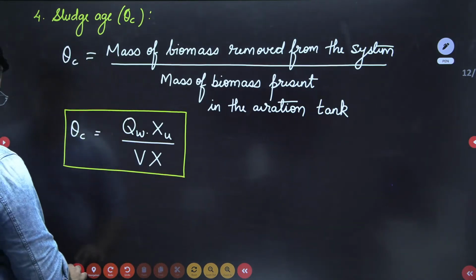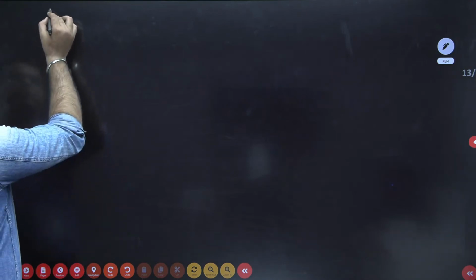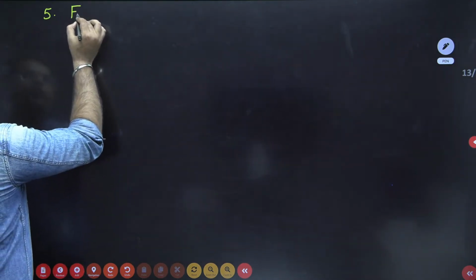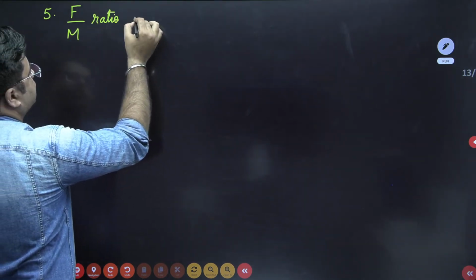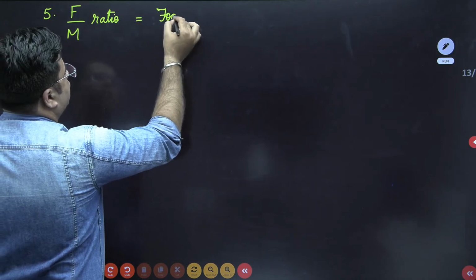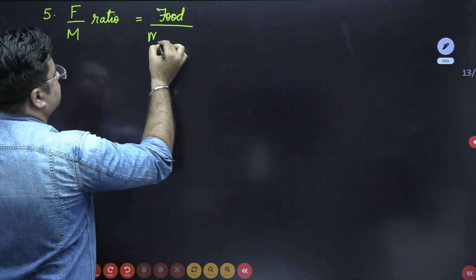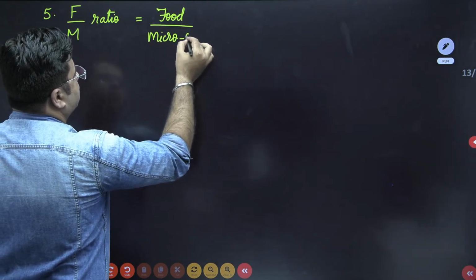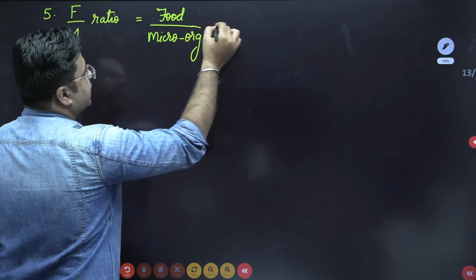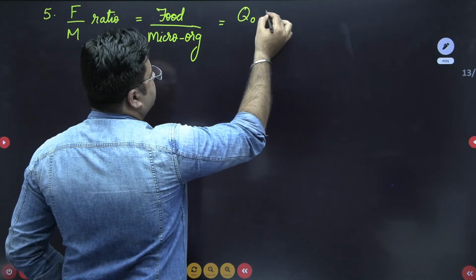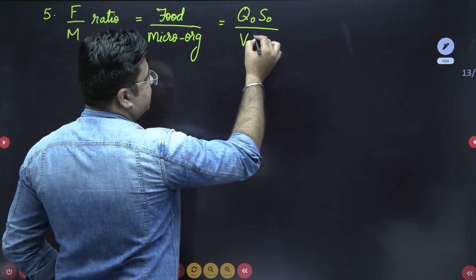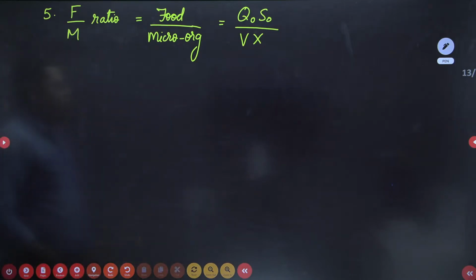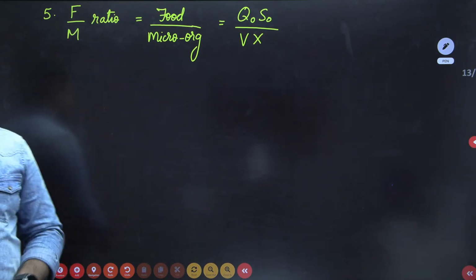Okay. Next one is your F by M ratio. This is also termed as food to microorganisms ratio. So food is nothing but Q naught into S naught. This is the amount of food entering into the system. The amount of biomass present in the system is V into X. So Q naught S naught divided by V into X is defined as your F by M ratio.